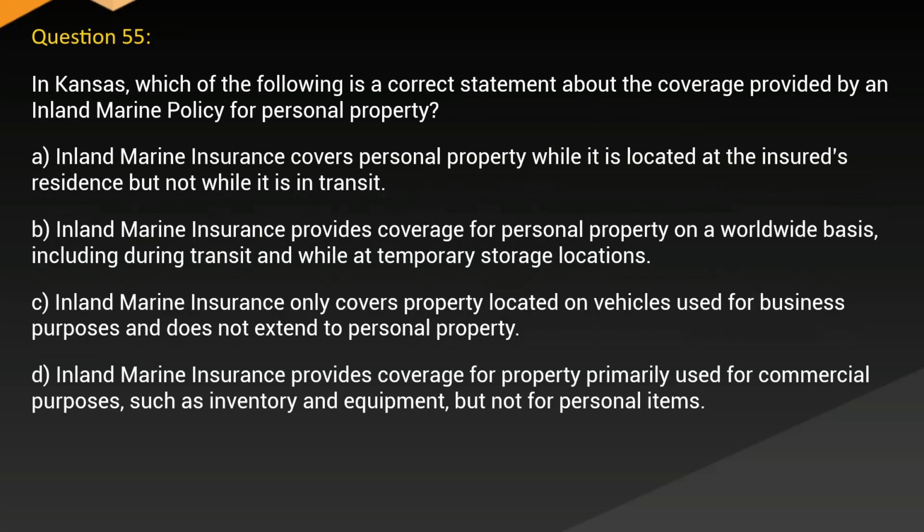Question 55. In Kansas, which of the following is a correct statement about the coverage provided by an inland marine policy for personal property? A. Inland marine insurance covers personal property while it is located at the insured's residence but not while it is in transit. B. Inland marine insurance provides coverage for personal property on a worldwide basis, including during transit and while at temporary storage locations. C. Inland marine insurance only covers property located on vehicles used for business purposes and does not extend to personal property. D. Inland marine insurance provides coverage for property primarily used for commercial purposes, such as inventory and equipment, but not for personal items.